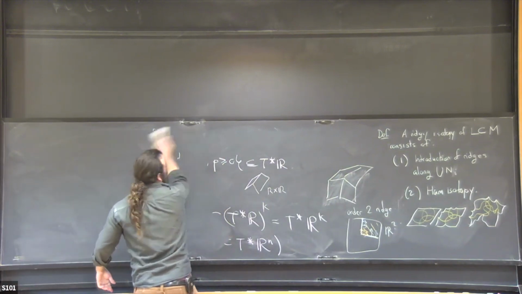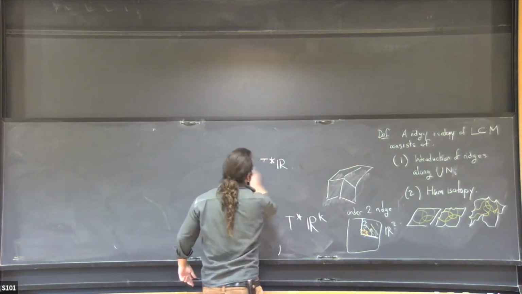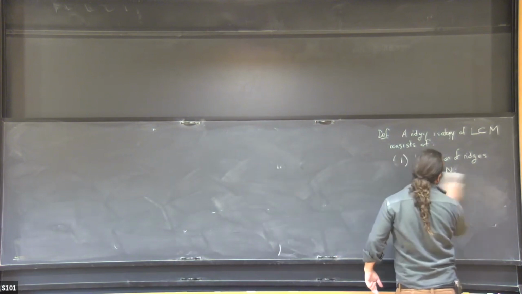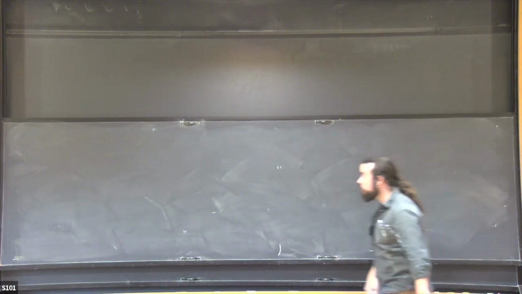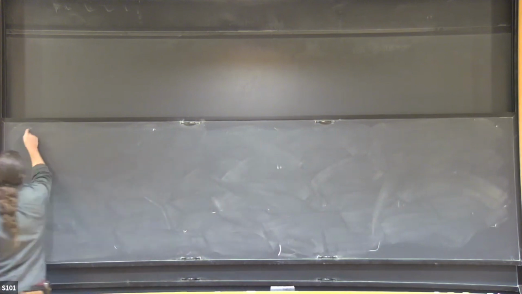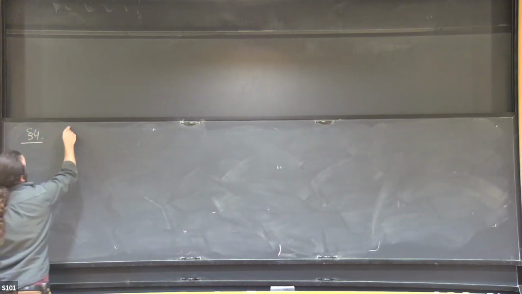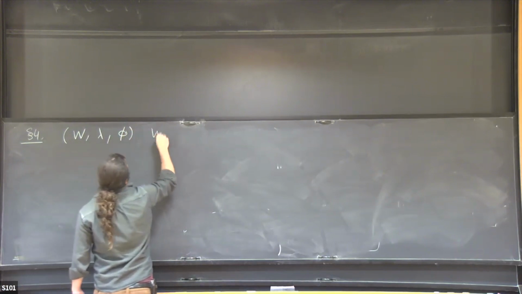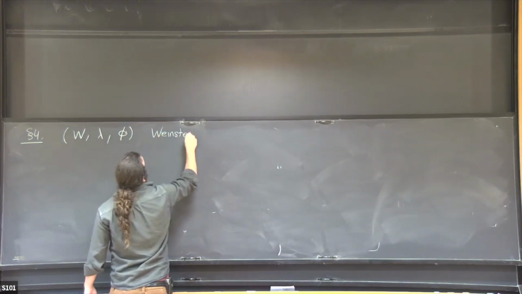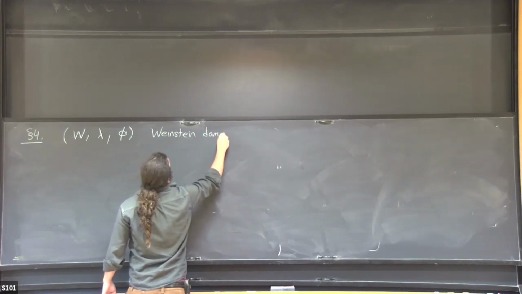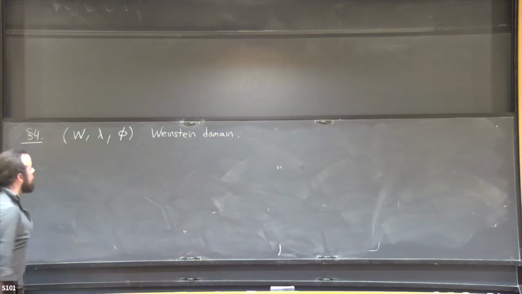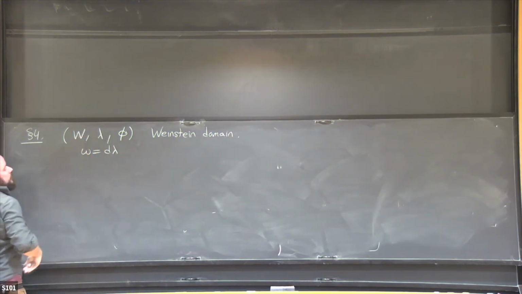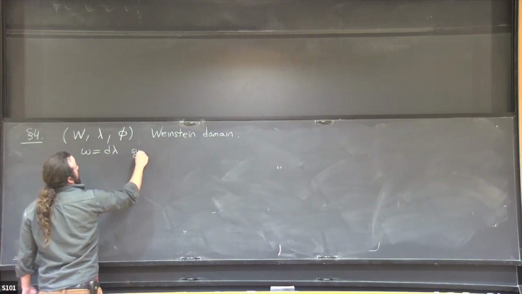So now I return to the original motivation, which is generalizing the theory of ribbon graphs to arbitrary dimensions. The objects that we consider are Weinstein manifolds. Let me just talk about Weinstein domains for simplicity. At the risk of boring the experts, let me just remind you that lambda is a one-form such that this is symplectic.